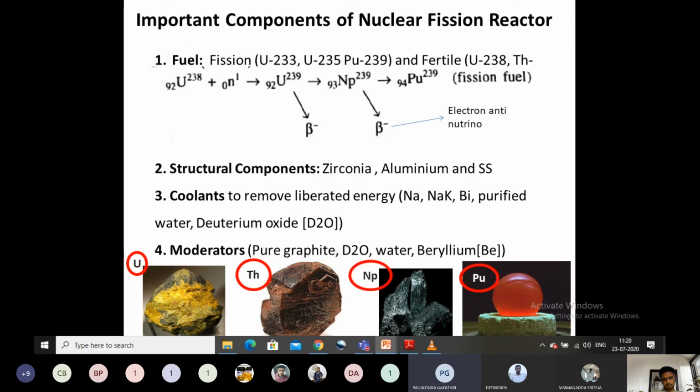And the last one is moderators, the materials which are required to slow neutrons to take place at or near the environmental temperature of reactors. The neutrons are moderated by non-absorption type collisions with moderating materials like pure graphite, D2O, heavy water, and beryllium. That's it, sir.